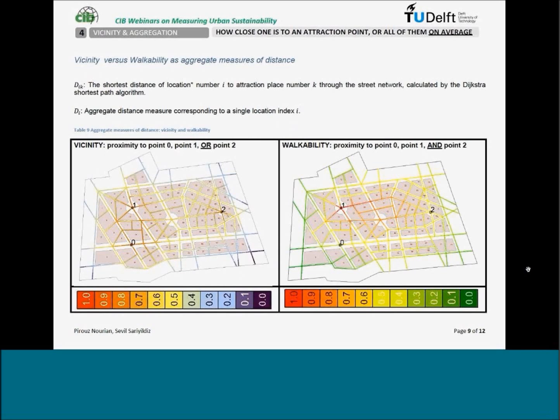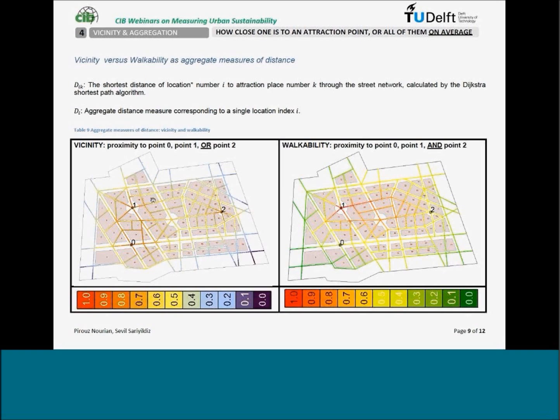So here you can see 2 distinct ways of aggregation of results. We have named them vicinity and walkability, respectively. Our measure of vicinity indicates how close a point is to any of the existing attraction points, whether point number 0, point number 1, or point number 2. Whereas walkability indicates how close a location is to all attraction points on average. These two imply quite different meanings.